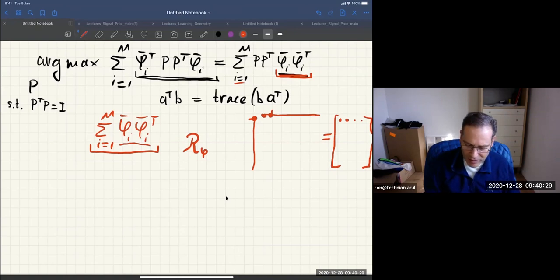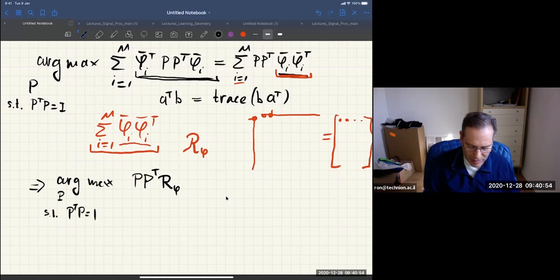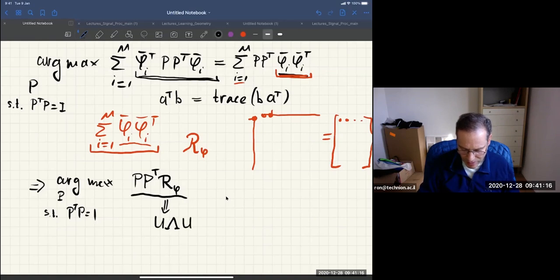So the problem at the end of the day boils down to arg max of the trace of P transpose R P. Okay, this would be my R. Now we are looking for P such that P is orthonormal. And this is my maximization problem in this case. Now we resort to our decomposition problem. I mean, we remember that we can write R in some cases as U, some diagonal matrix, U transpose. Okay, so this is just diagonalizing the autocorrelation matrix, or some approximation of the autocorrelation matrix, and this is what you'd get, where the U's are unitary matrices, orthogonal matrices, orthonormal matrices.